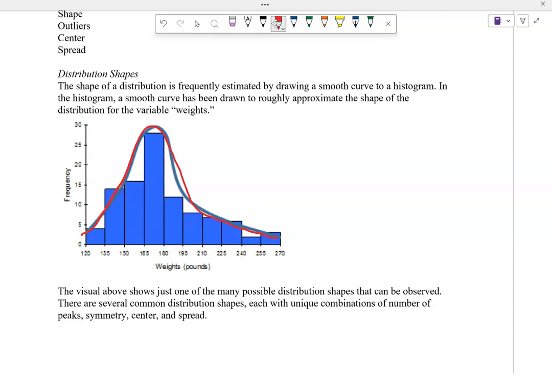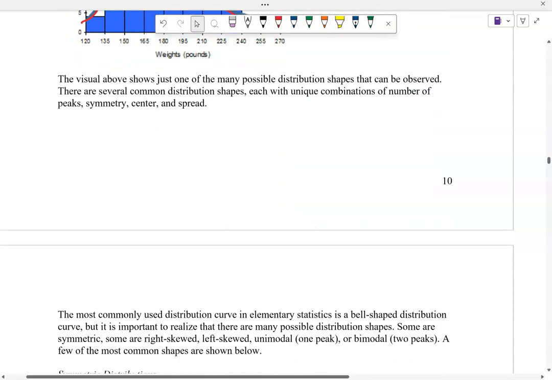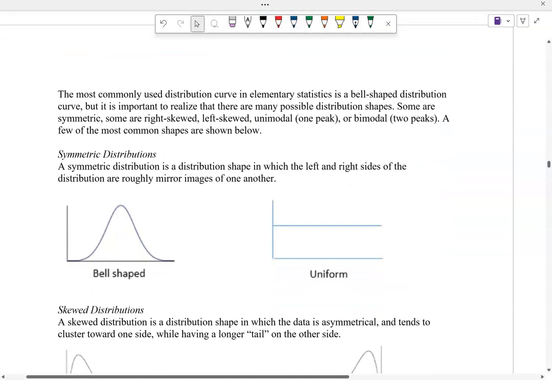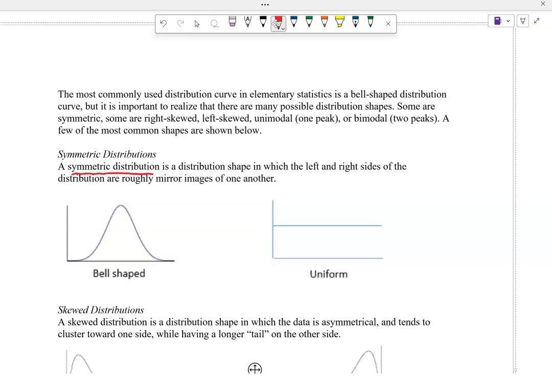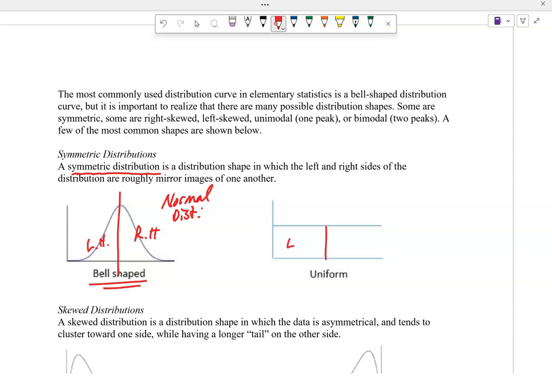There are different types of distribution, different types of shape. The most common one is what's called a bell curve. This is when a normal distribution is referred to as a bell curve. It's symmetric. If I split it, the left-hand side is equal to the right-hand side. That's a bell-shaped or normal distribution. Same thing over here. This is a normal distribution. If you split it, it's like a mirror image on both sides.